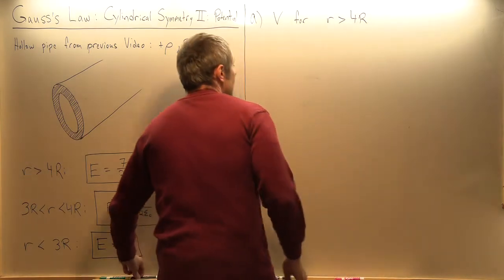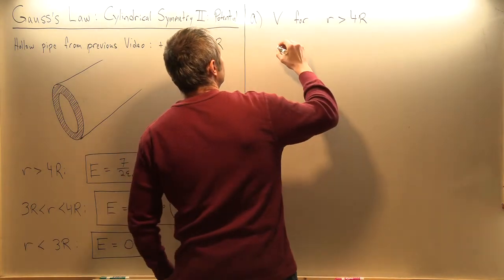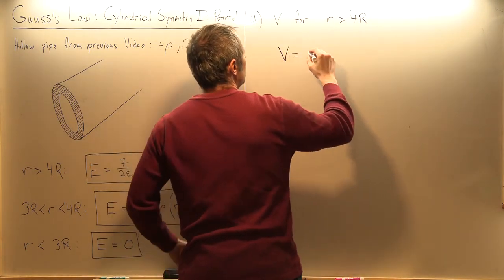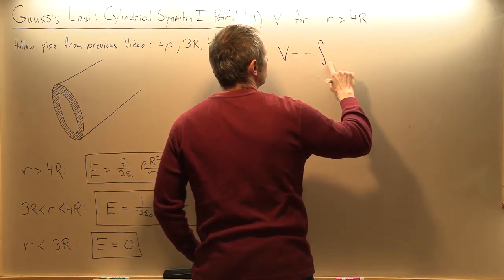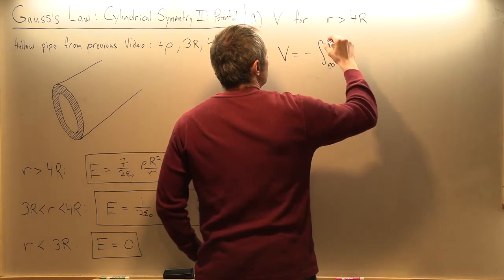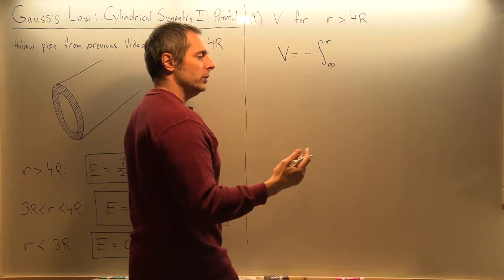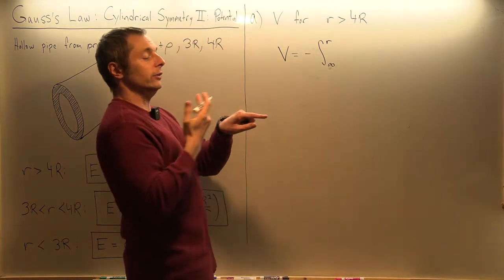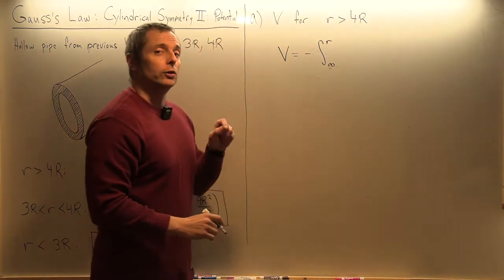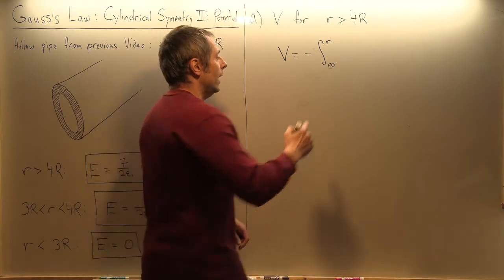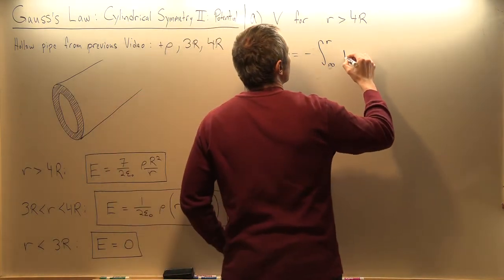So we'll begin by saying voltage, the definition, is negative the integral from, and remember the point of the minus sign is because when you go against the electric field, you're going to a higher voltage. When you go with the electric field, you're going to lower voltage, to negative. So that's why we need that minus sign.